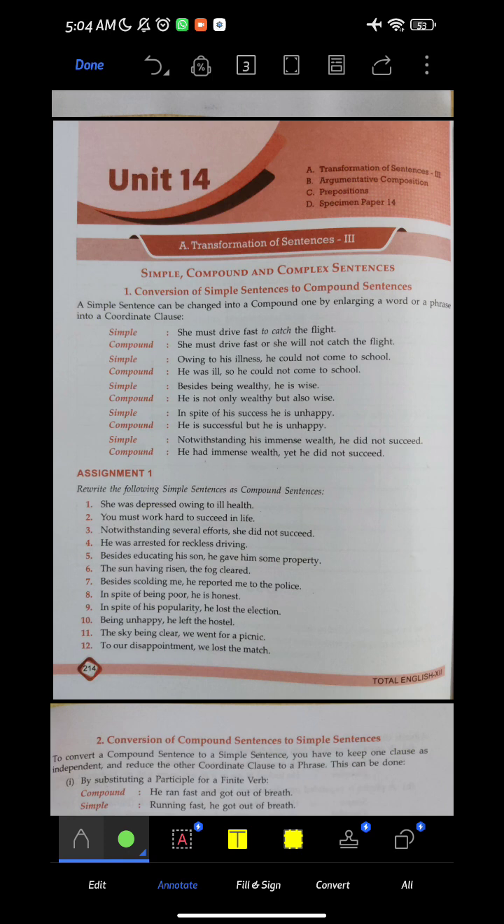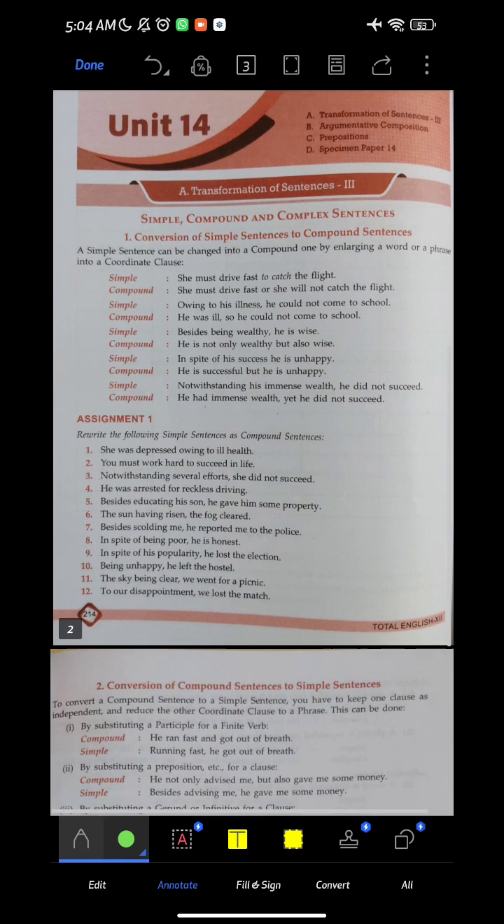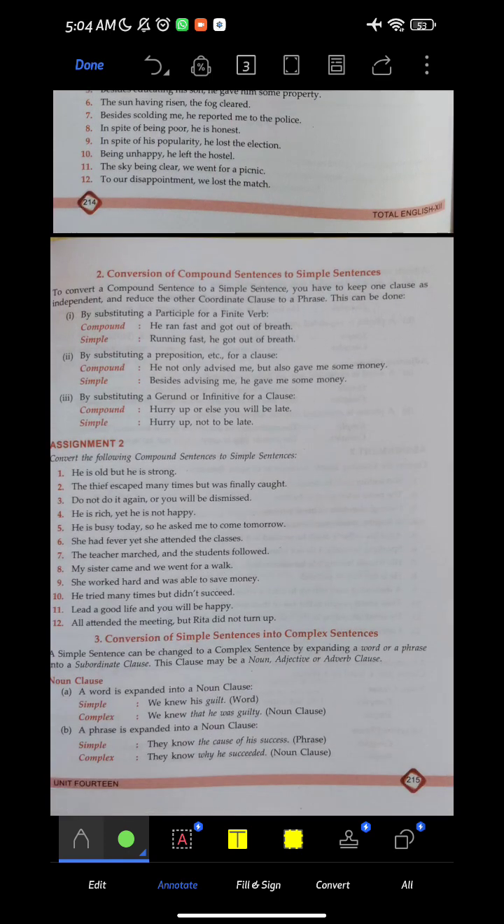So students, for your practice today, I'm going to assign you assignment number 1 and assignment number 2 as your homework. This is from compound to simple and simple to compound. First it is simple to compound, and then another one is compound to simple sentence.